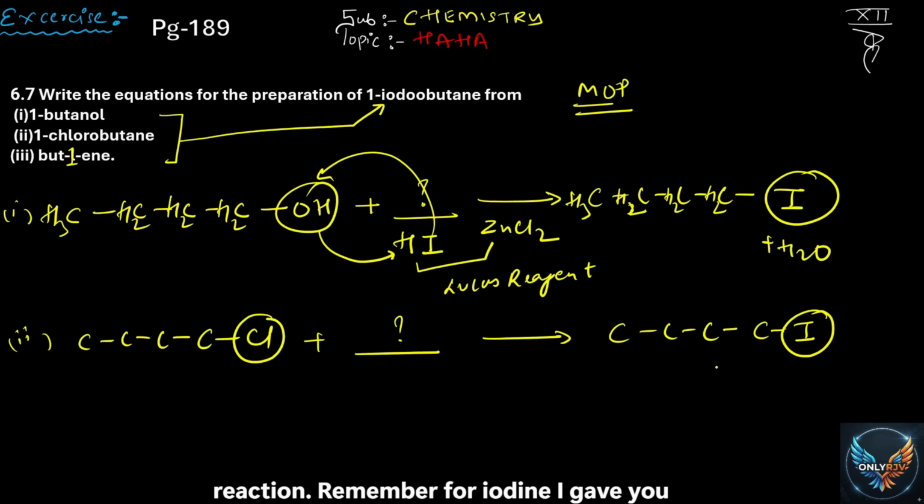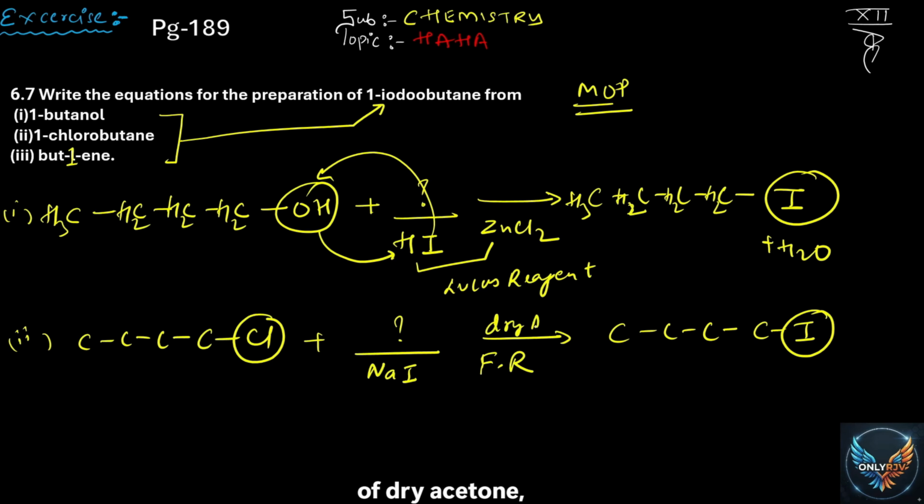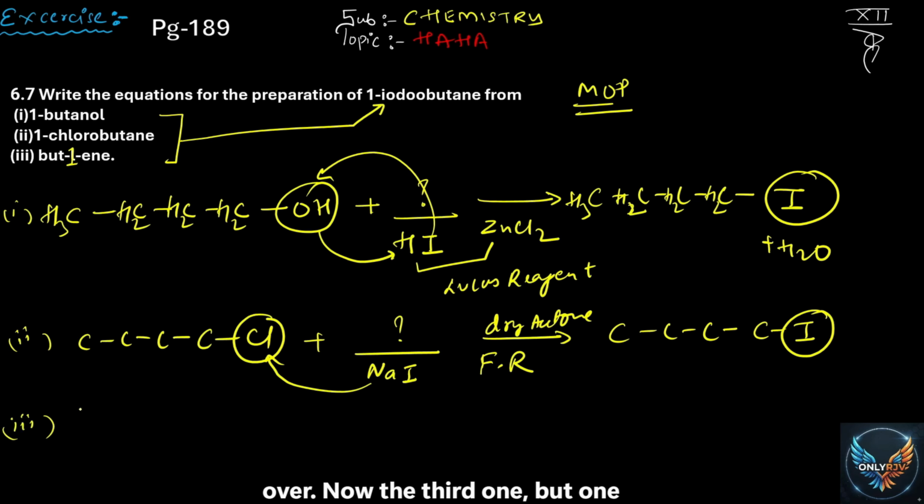We use a specific reaction. Remember, for iodine, I gave you a trick of Ferrari. That means the Finkelstein reaction we will use here. It's a name reaction. What do we use for the Finkelstein reaction? NaI in presence of dry acetone, right? So what will happen here? Na will go with Cl and I will go with this, and you will get your product. So the second is also over.